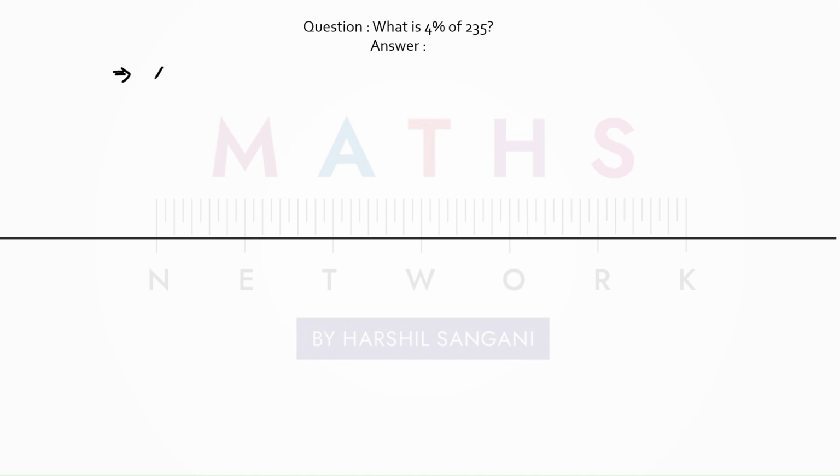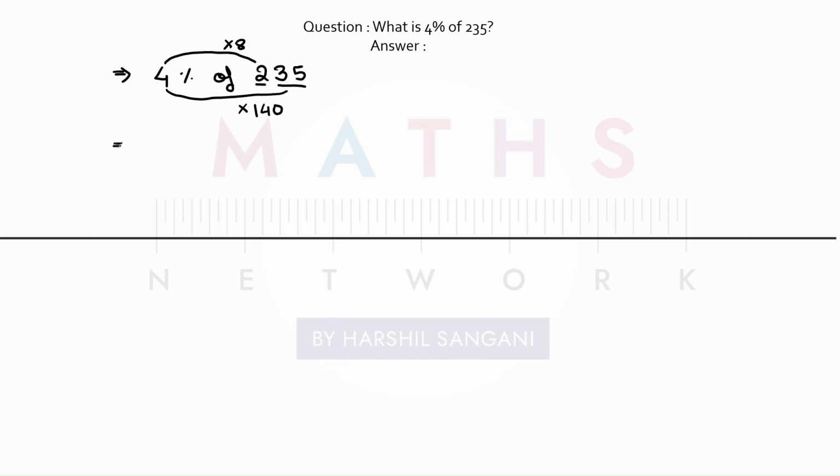Let's do one more example, that is what is 4% of 235. So here I'll note this down, that is 4% of 235. We divide 235 into two parts, 2 and 35. First we multiply 4 with 2 and then multiply 4 with 35. Guys, when you multiply 4 with 2 you get 8, and when you multiply 4 with 35 you get 140.